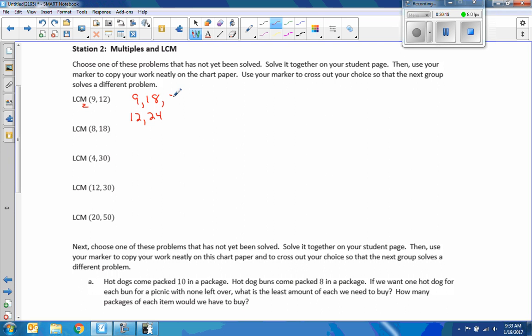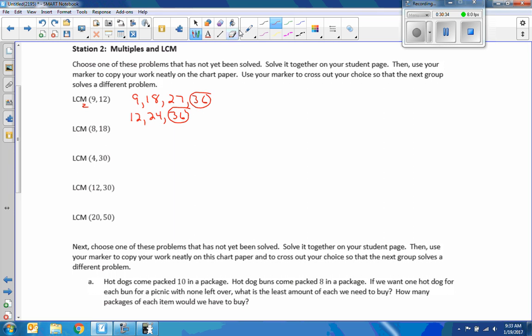18 plus 9 is 27. Now I'm greater than 24, so I come back to 12. 12, 24, 36. 36 is greater than 27, so I go back up to the 9. 9 times 4 is 36, and finally I found my pair.